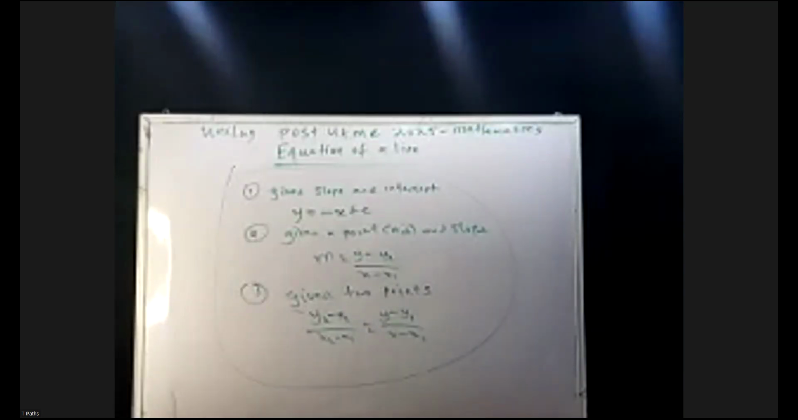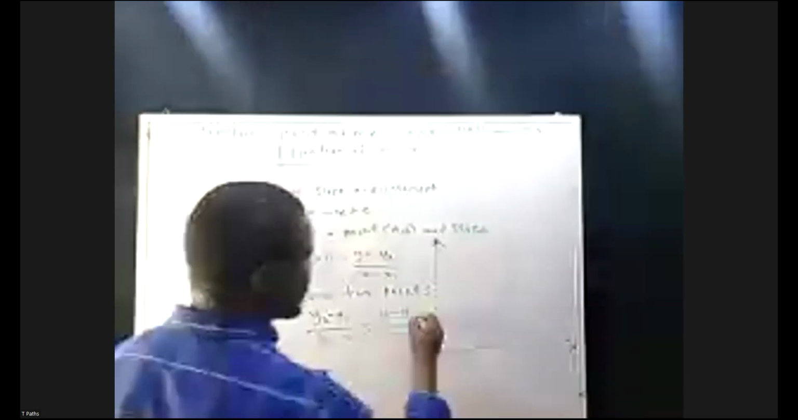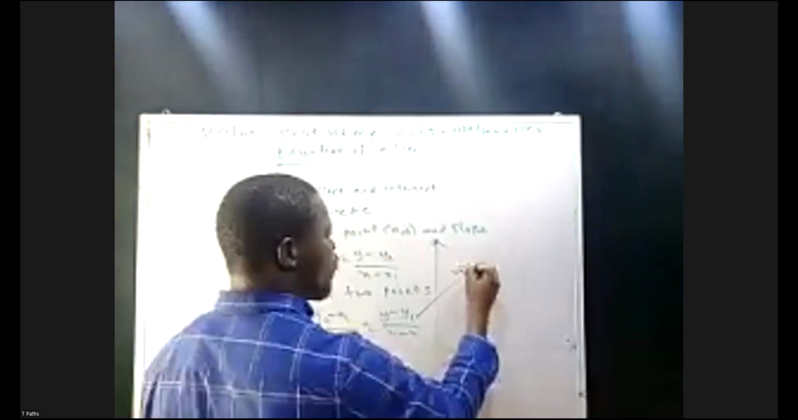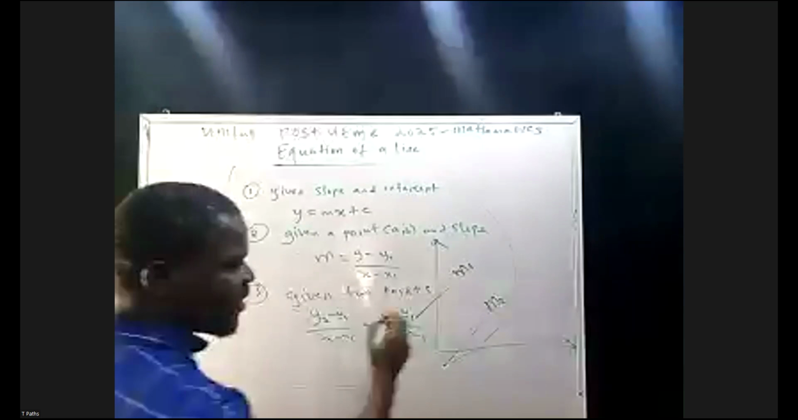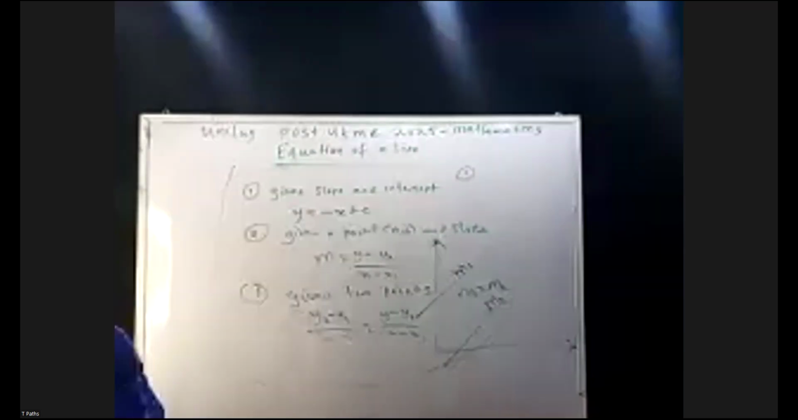These are important. Now, the second phase is that you talk about two parallel lines that cannot meet. If you have a graph like this, there are two parallel lines that cannot meet. You have the slope of this one as m1, and this is what? M2. So for two parallel lines, m1 equals m2.